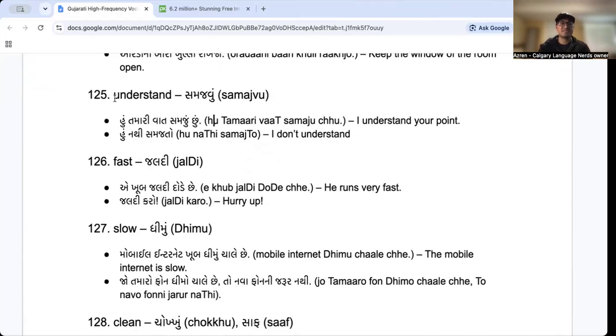Samajvu is to understand as a verb. So હું તમારી વાત સમજુ છું. I understand what you're saying, understand your point.